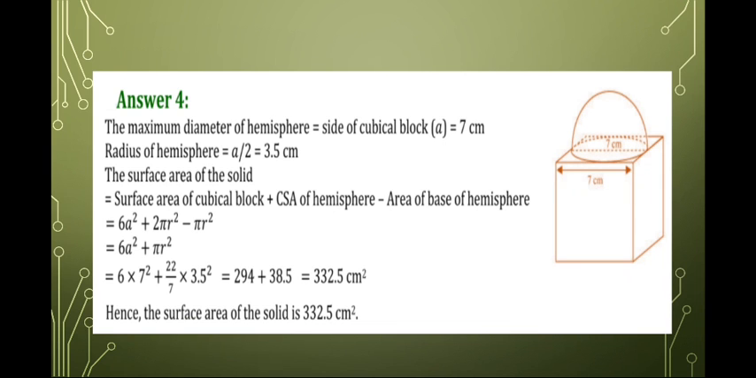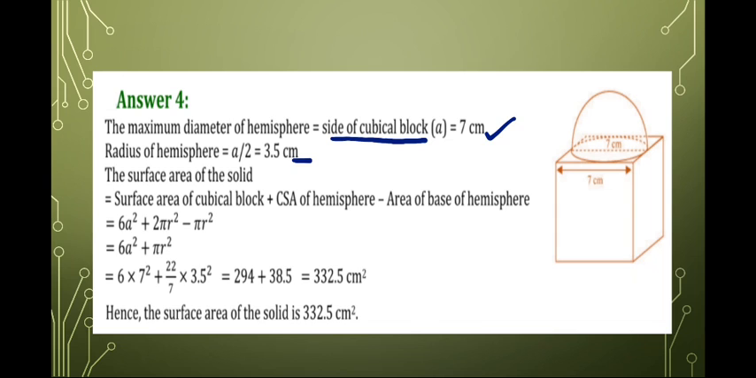The maximum diameter of the hemisphere is equal to the side of the cubical block, that is 7 centimeter. If 7 centimeter is the diameter, then the radius of the hemisphere will be 7 by 2, that is 3.5 centimeter. Now you have to find the surface area of the solid. This question is similar to the example given in the previous videos.